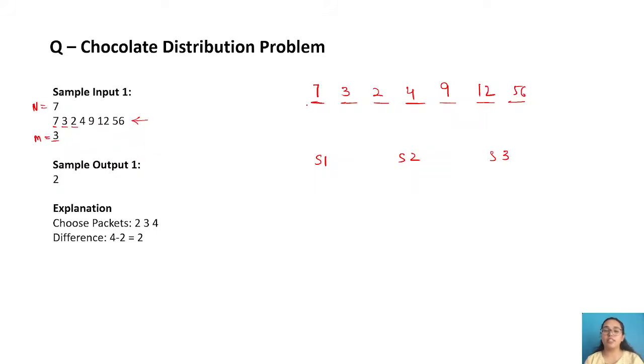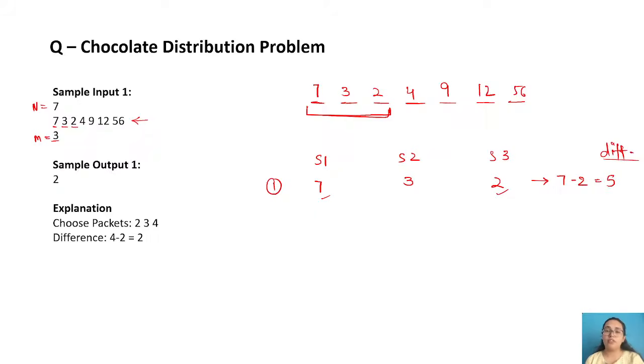So let's assume, because we have 3 students, it means I have to choose 3 packets. So let's take the first three packets, that is 7, 3 and 2. What I'll assume is that in the first go, it's just doing calculations right now. So the first student gets 7, the second student gets 3, and the third student gets 2, right? So if I take the difference of the minimum and the maximum number, the maximum is 7 and the minimum is 2. So 7 minus 2 is what? 5. So here the difference that we are getting is 5.